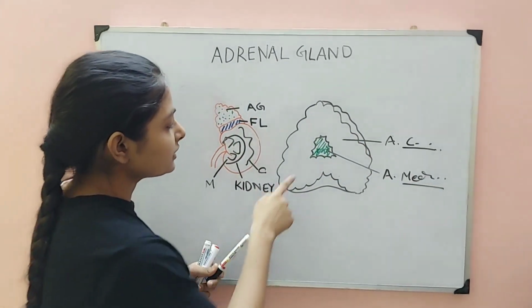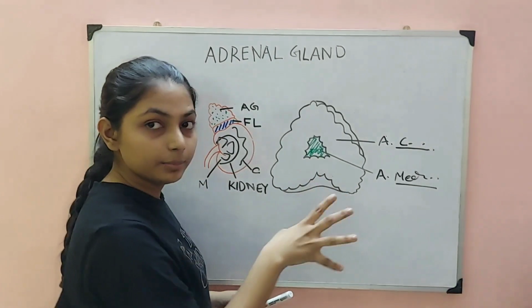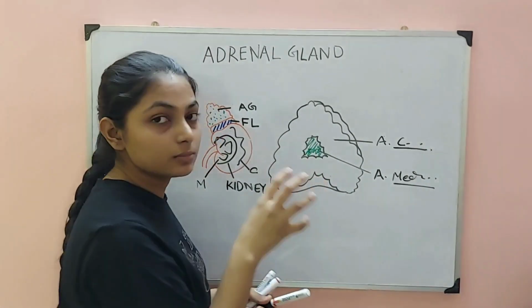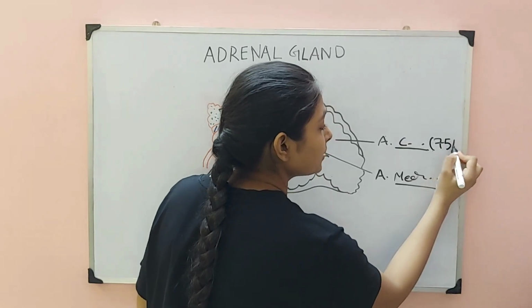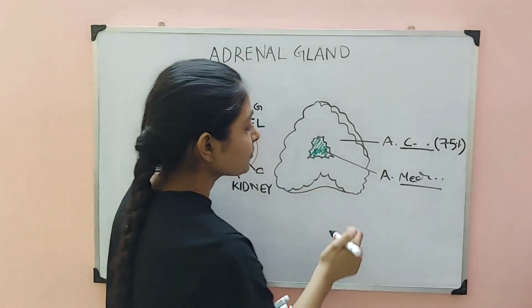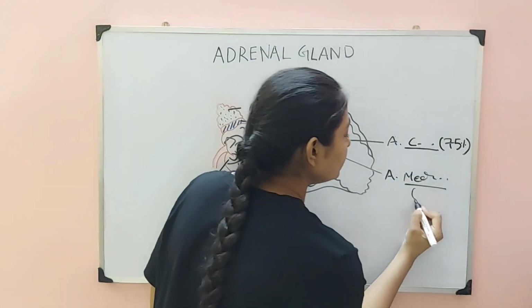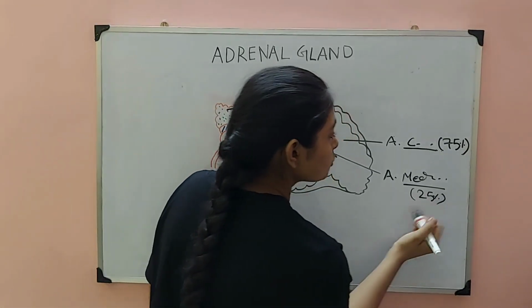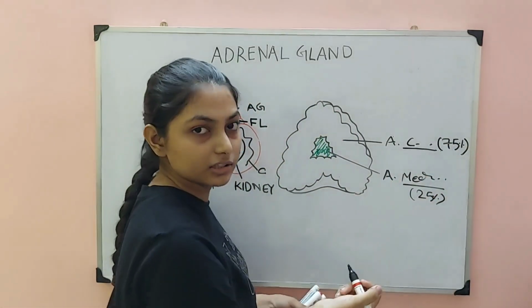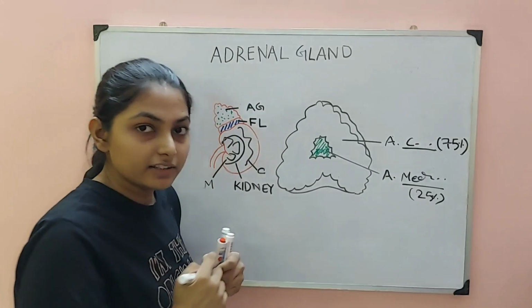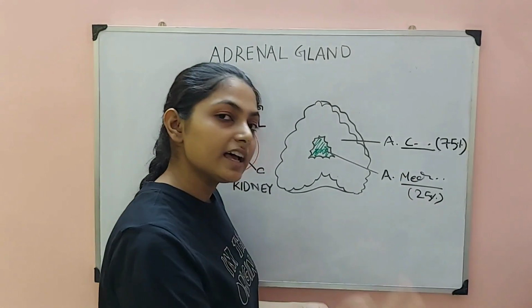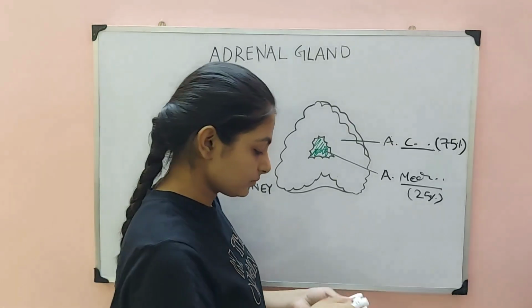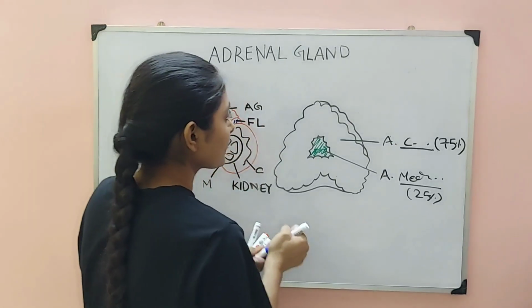Now you can see this region is quite big, and the one in green, it's small. So adrenal cortex is 75% of the entire gland, and medulla comprises of only 25%. So this is 3 times bigger than the medulla. Now I'll tell you why it's 3 times bigger. Because this adrenal cortex, again it has been divided into 3 regions, 3 layers basically.